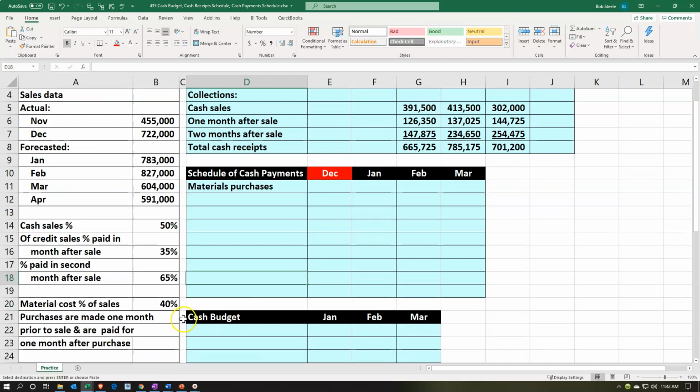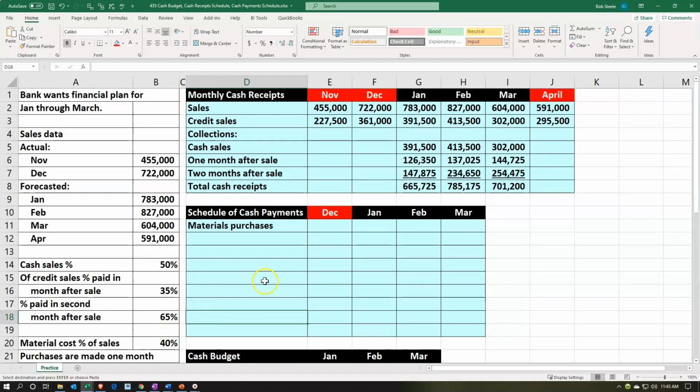So we have the material costs percent of sales. So 40% of the sales is what is the materials that are cost. The purchases are made 1 month prior to sale and are paid for 1 month after purchase. So notice we're going to say now that the purchases are made a month prior to the sale.